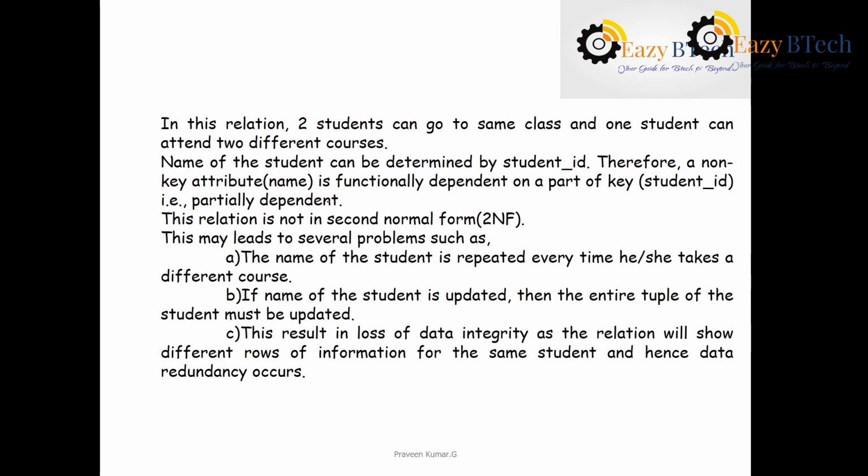Okay, that's why. What are the problems? If it is not in the second normal form, the name of the student is repeated every time. They may take different courses. If the name of the student is updated, then the entire row.